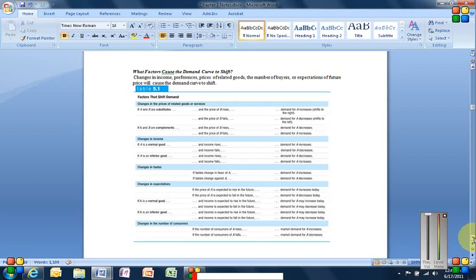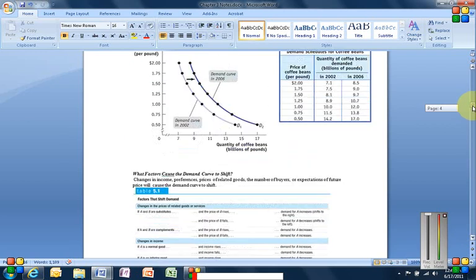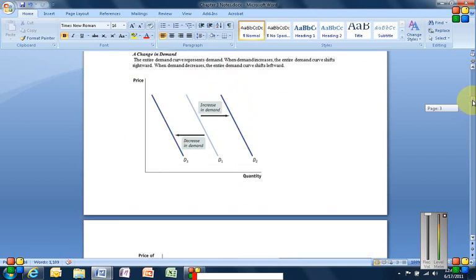Expectations of future price. Let's say you demand an iPhone, the latest version of the iPhone. We'll go back to our example. And you have the money, you have the willingness and ability, but you believe that 3 months from now that iPhone is going to be much less expensive than it is today. What do you and other like-minded people think you might do in terms of the demand for that iPhone today?